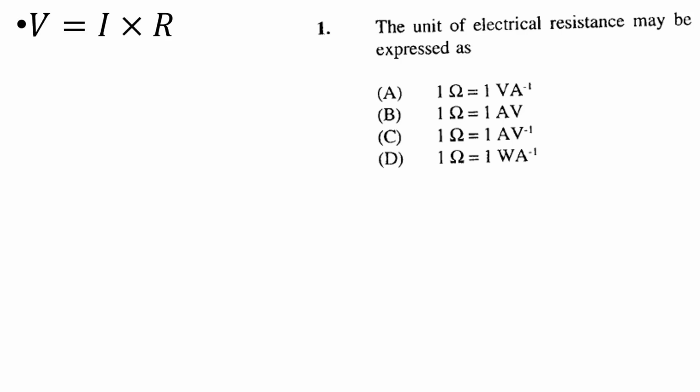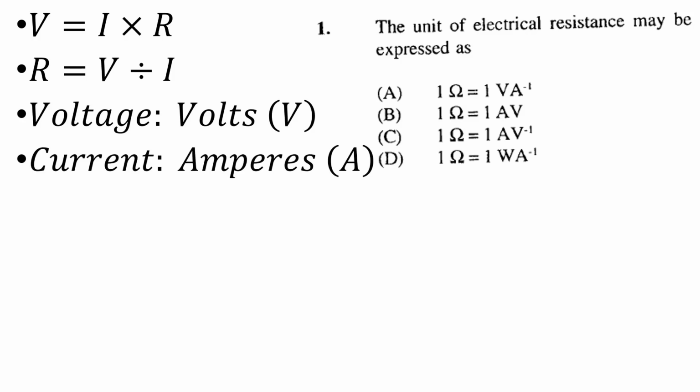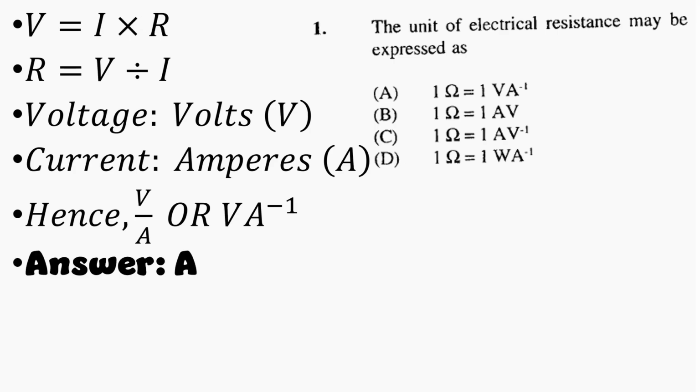Well, we would first need to know the formula that voltage is equal to current multiplied by resistance. Rearranging that formula, we'll have that R is equal to V divided by I. Now, what is voltage measured in? It's measured in volts, V. What is current measured in? It's measured in amperes, A. So, the unit of resistance, the ohm, will be volts divided by amperes, or VA to the -1 power. Hence, the answer is A.